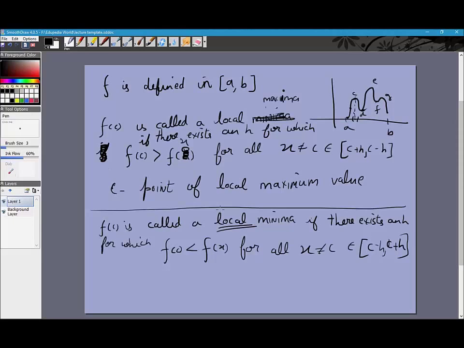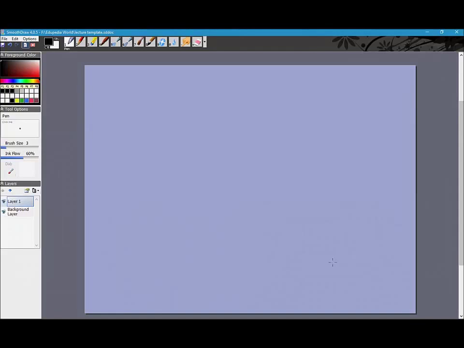And just like global maxima and global minima are together called extreme points, local maxima and local minima are together called critical points. So every critical point is either a point of local maximum value or a point of local minimum value. In this case, C would be called the point of local minimum value. And every extreme point is either a point of global maximum value or a global minimum value. Now this was the definition of maximas and minimas.